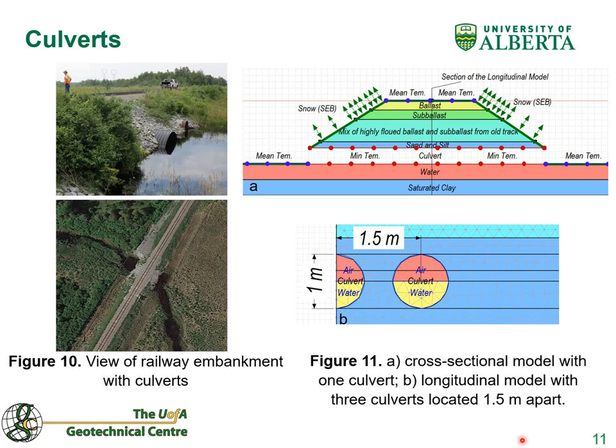There are 3 one-meter diameter culverts at this site, located 2 meters below the track surface and 1.5 meters distance from each other. 3 models were developed in this part of the study: 1, a cross-sectional model with 1 culvert; 2, a longitudinal model with 1 culvert; and 3, a longitudinal model with 3 culverts located 1.5 meters apart from each other, all 50% full of water.